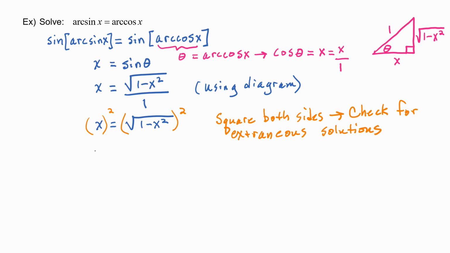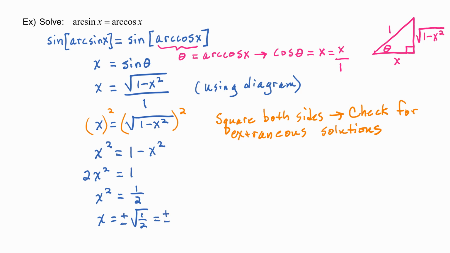So now the left-hand side becomes x squared equals the right-hand side, which is 1 minus x squared. Add x squared to both sides, so we now have 2x squared is equal to 1, which means x squared is equal to 1/2, which means x is equal to plus or minus the square root of 1/2, which if we rationalize is equal to plus or minus radical 2 over 2.